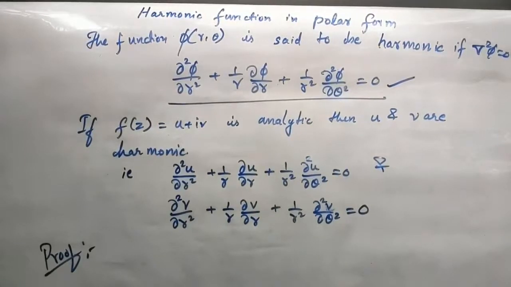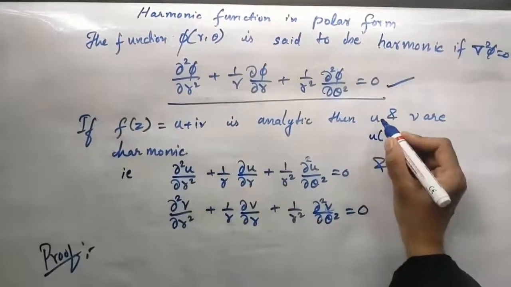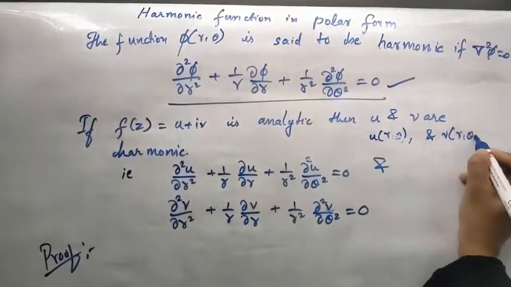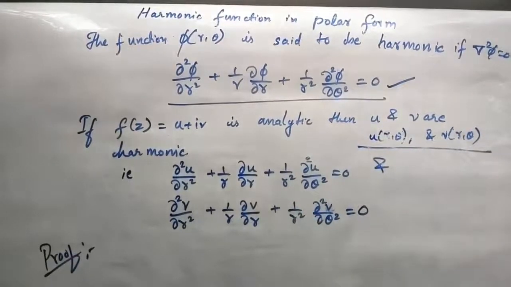If f of z is equal to u plus iv is analytic, then u and v are harmonic. Here u is defined in terms of r and theta, and v is also defined in terms of r and theta. Then we have to prove the two things over here. So let's do that.